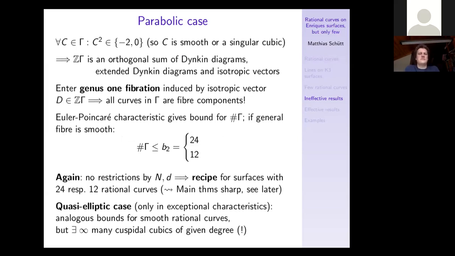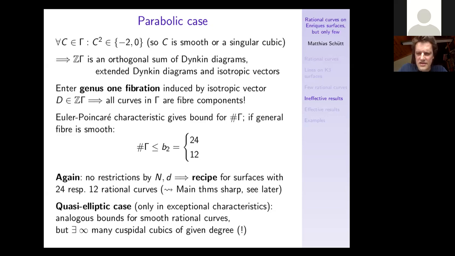And now enters, well, if you've seen a talk of mine, sooner or later this always happens, now enters a genus 1 fibration or an elliptic fibration, but on the Enriques it will be a genus 1 fibration. And this is induced by any non-trivial isotropic vector D in this lattice. And that means that all curves in gamma are fiber components of this genus 1 fibration. We'll come back to genus 1 fibrations in detail later. But for now, let's just note that this number is bounded, namely by the Euler-Poincaré characteristic.